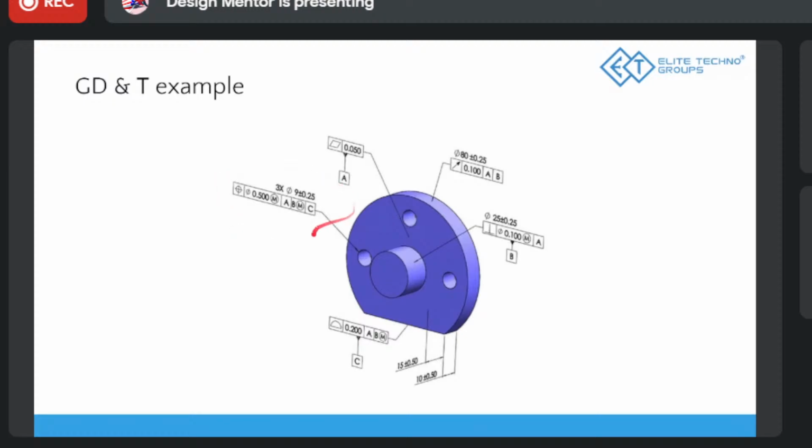Now, in a similar way, let's come to datum C. Whatever surface is underneath this is datum C.